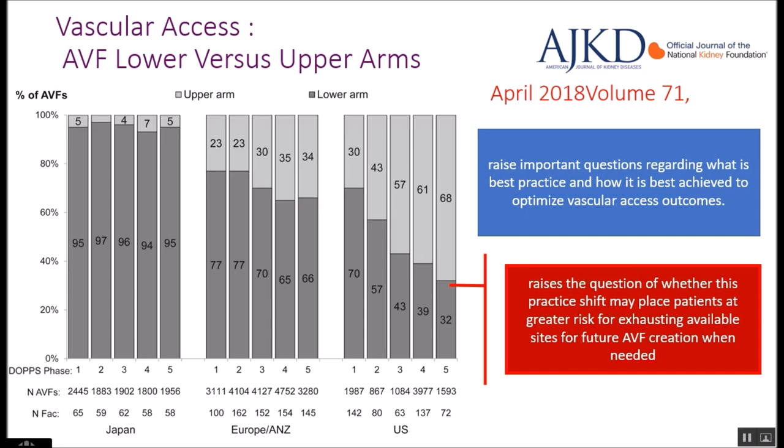One additional point: where is the arteriovenous fistula? Is it proximal or distal? It is best to have a distal arteriovenous fistula. While in some countries, the increasing use of proximal arteriovenous fistula raises the question of whether this practice shift may place patients at greater risk because of exhausting available sites for future arteriovenous fistula creation. So it is better to start with the distal forearm arteriovenous fistula before jumping directly to a proximal one, and you exhaust all the native veins of the patient.